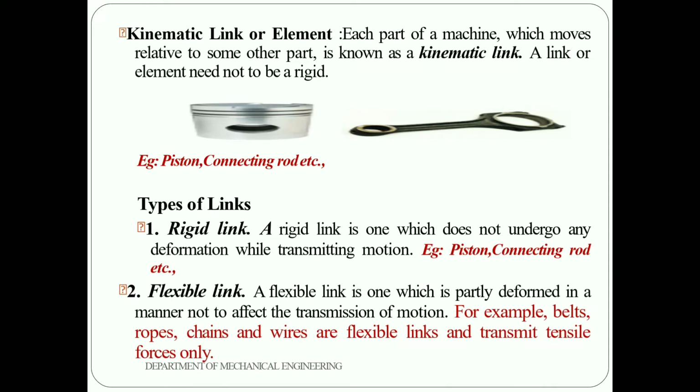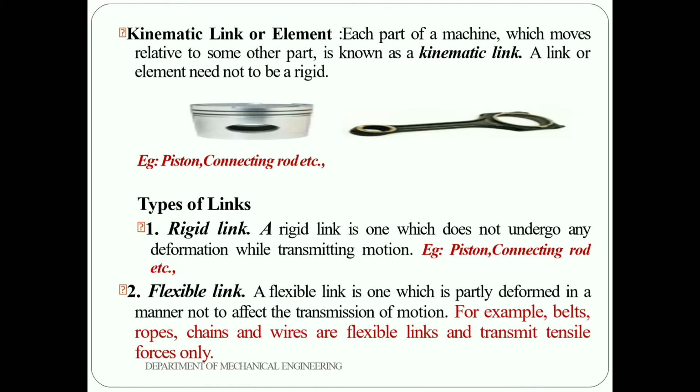What is meant by kinematics, links and elements? Each part of a machine which moves relative to some other parts is known as a kinematic link. A link or element need not be rigid. For example, a piston connecting rod is the best example of a kinematic link.